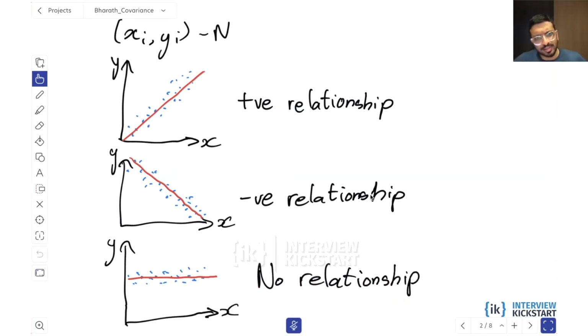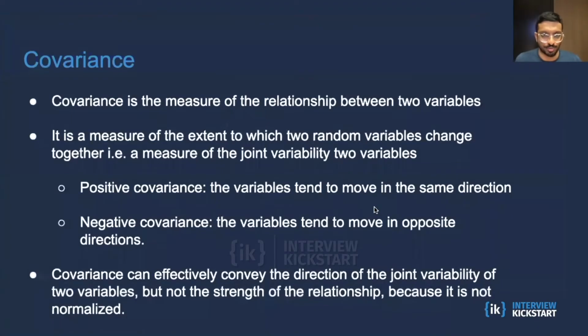So this is exactly kind of what we want to get from the concept of covariance. We want a quantity that will basically tell us, are these two variables related? Do they vary positively? Do they vary negatively? Or are they kind of not related to each other? So with that in mind, let's step into the actual definition of covariance.